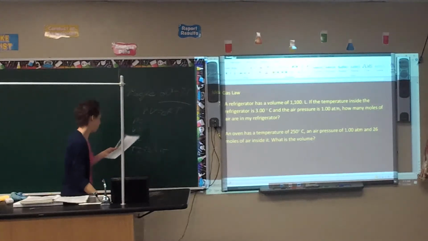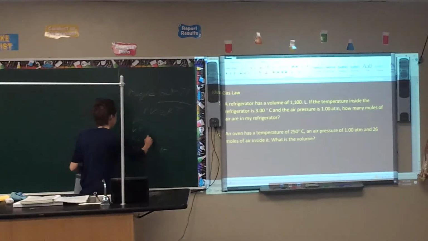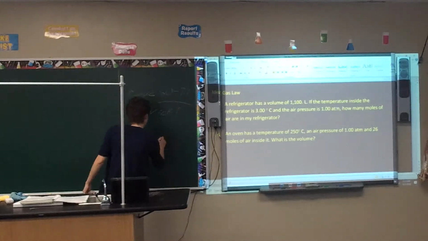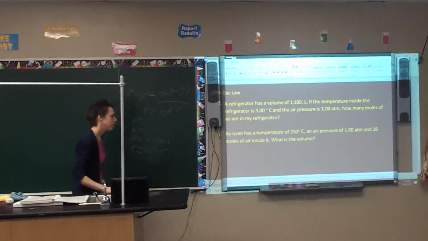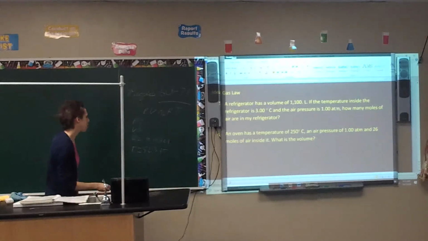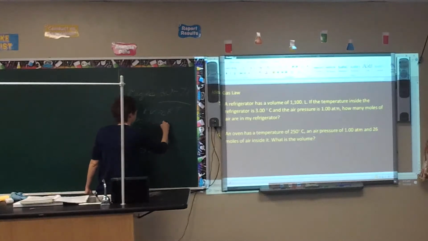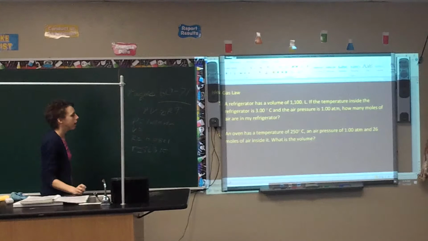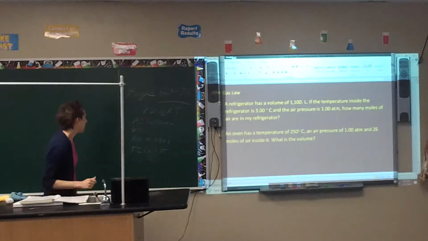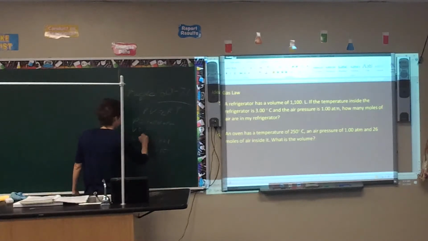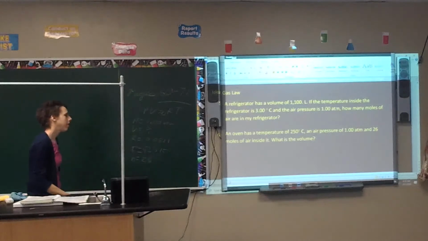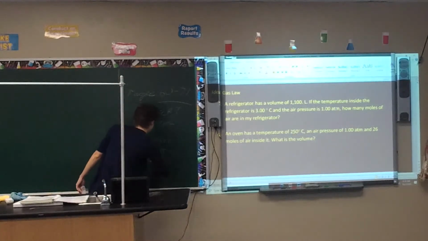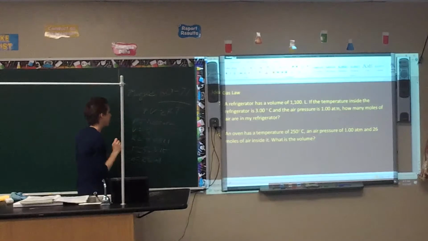So 523.15. R is still 0.0821. It says the air pressure is 1 atm. Can I use ATM? Yes, I can. And it says 26 moles of air on the inside. So I'm finding volume, I don't know what volume is. The number of moles is 26 on the inside of it. So I'm finding the volume.